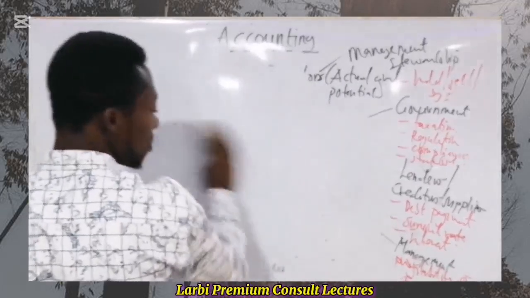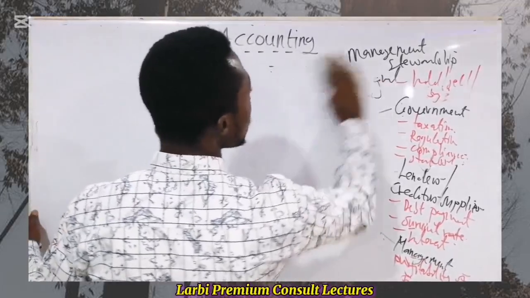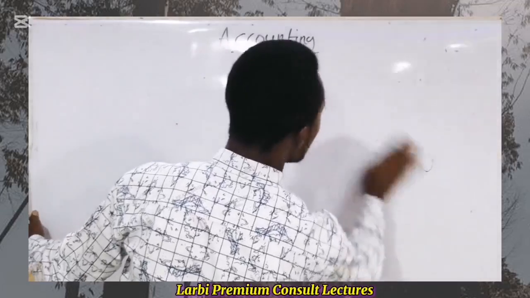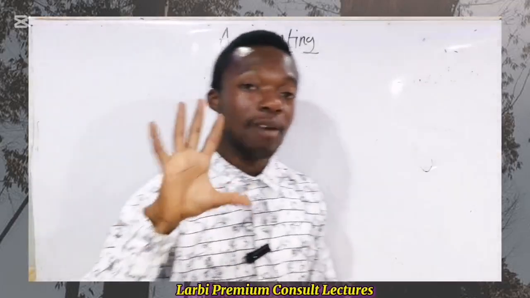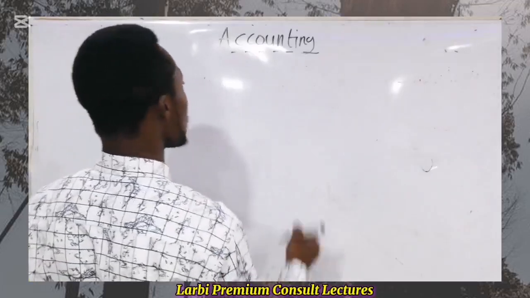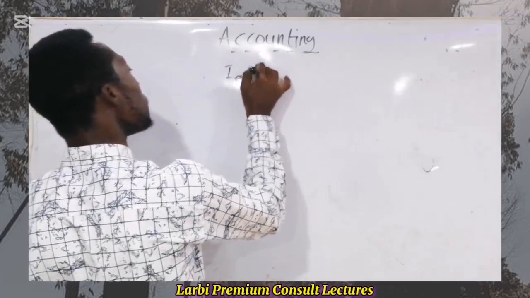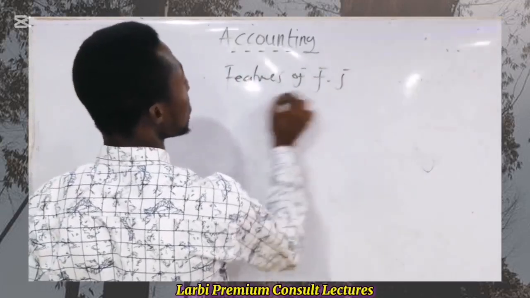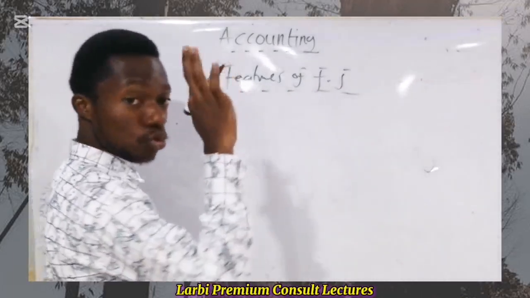So if I may ask, drop your answer in the comment section. What are the qualitative characteristics of accounting information? Generally, when it comes to the qualitative characteristics of accounting information, we have 2 forms. So these are the characteristics or features of financial statements. Okay, features.